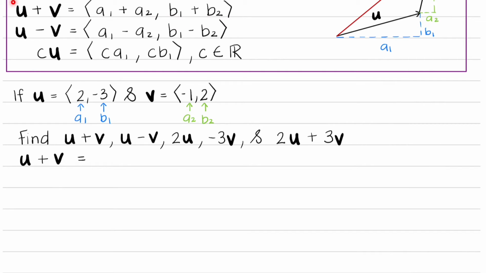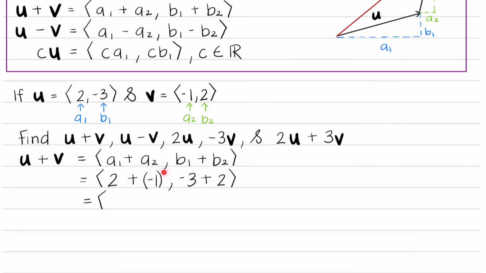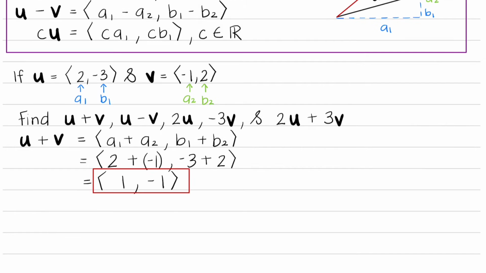You would add a1 plus a2 and b1 plus b2. So we know our a1 is 2, and our a2 is negative 1, and our b1 is negative 3, plus our b2 is 2. So 2 plus negative 1 is 1, and negative 3 plus 2 is negative 1. That's our resulting vector for u plus v.